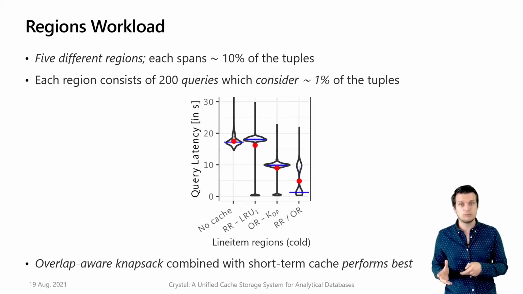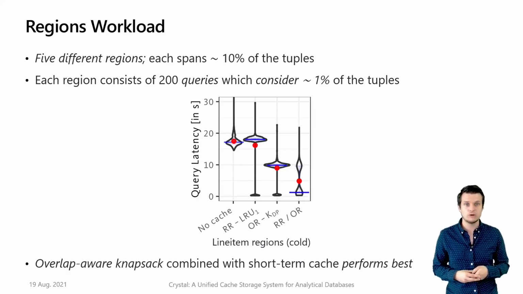We have the vanilla Spark competitor, we look at a short-term LRU cache, our long-term dynamic programming knapsack algorithm, and our proposed Crystal algorithm. Again, we plot the query latency, and the red dots show the average. We can see that the average for having no cache is around 18 seconds, whereas with Crystal, we can cut this query latency time by almost a factor of 4.